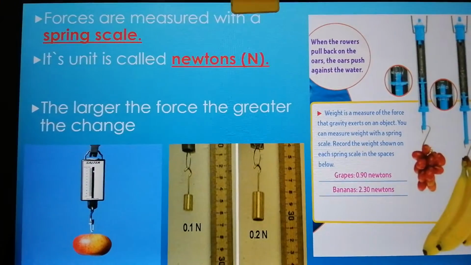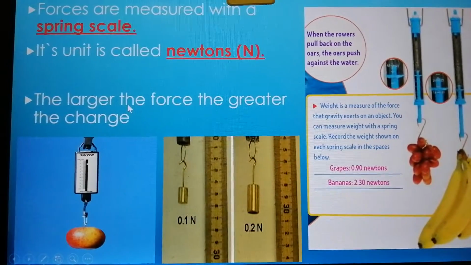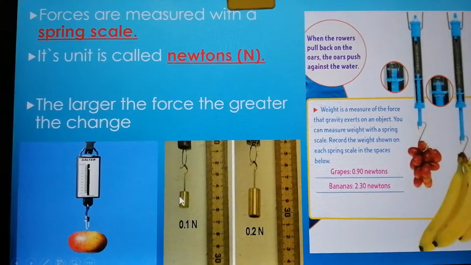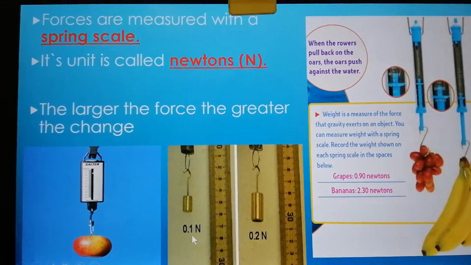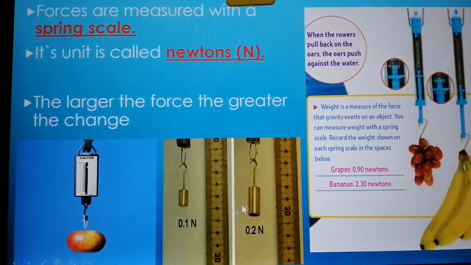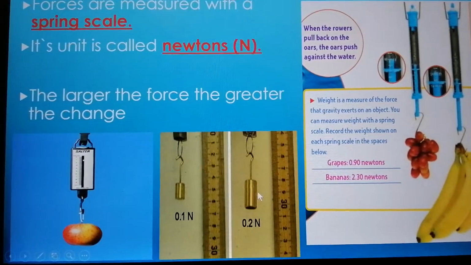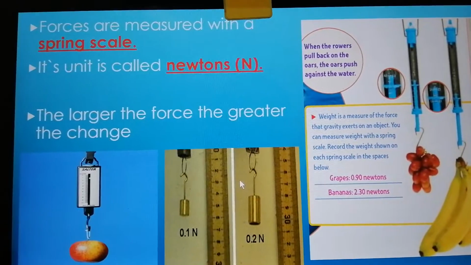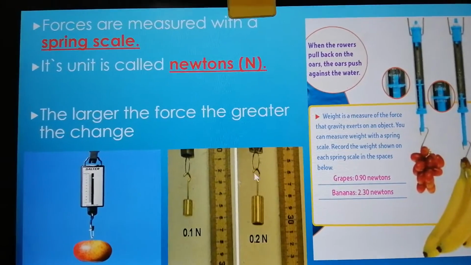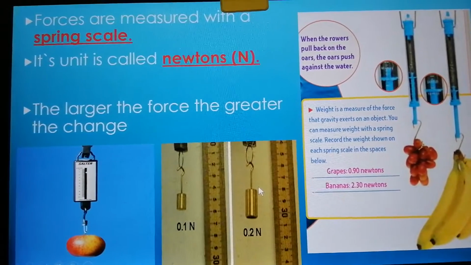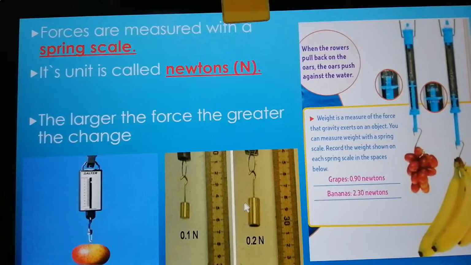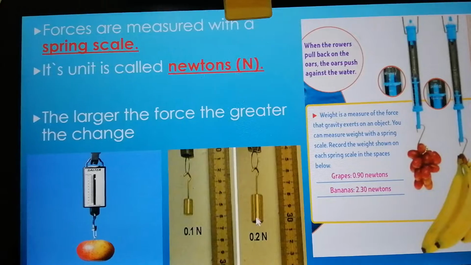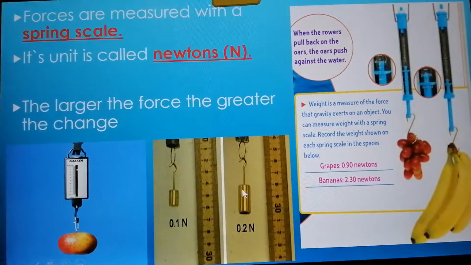The larger the force, the greater the change. What does this mean? It means if I have a light object like this one, it is 0.1 Newton. And I have this one, it is 0.2 Newton. Which one will have a greater change on the spring scale? The small or the heavy? Yes, the 0.2, because it is greater. The greater or the larger the force, the greater the change.